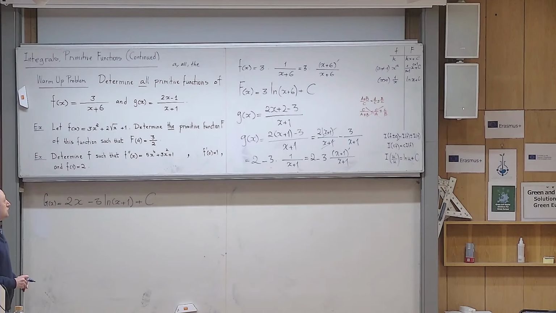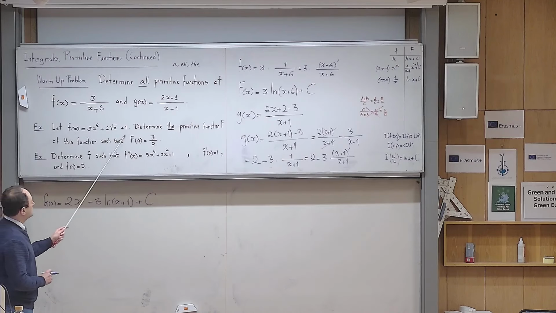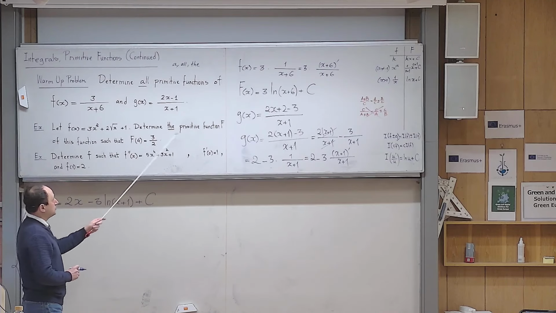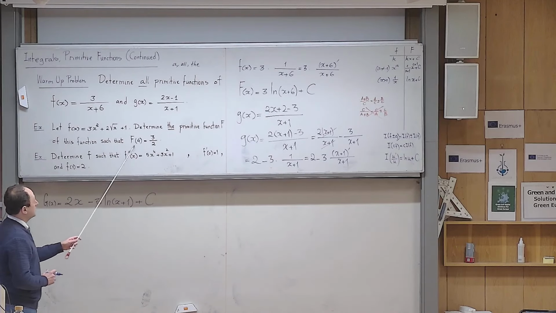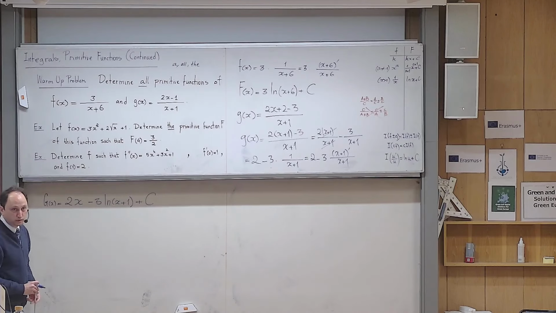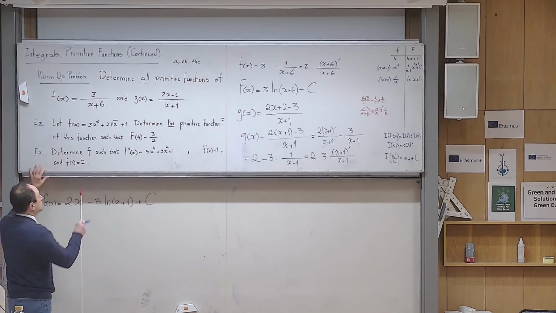Okay, so what should we do now? Here, let f of x be equal to this function as you see. This is today's lesson. Determine the primitive function, capital F, of this function. You see, it is not finished, such that an extra piece of information is also provided. So what should we do? So you find all primitive functions of this. This is the solution to this example.